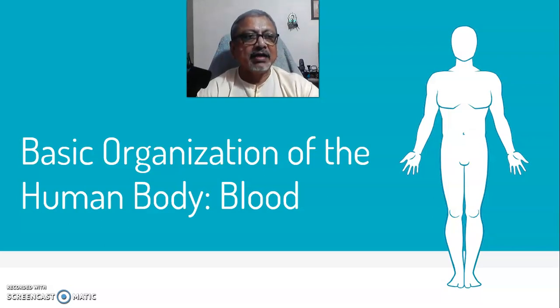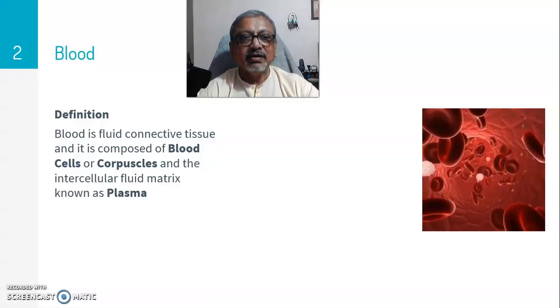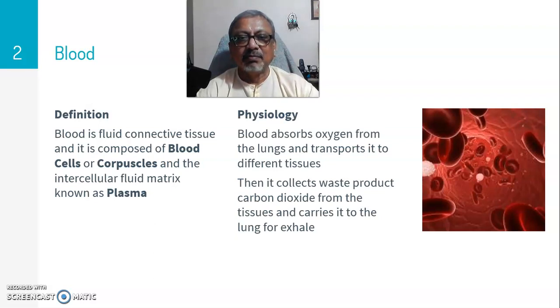In the last episode, I covered the connective tissue, and in this episode, I shall be covering blood, one of the very important connective tissues. Blood is a fluid connective tissue, and this is made up of blood cells or corpuscles and the intercellular fluid matrix which is known as plasma.